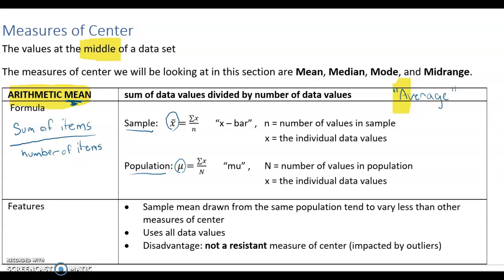Some features of the mean are that the sample means drawn from the same population tend to vary less than other measures of center. The sample mean uses all data values. Something that we don't like so much, or a disadvantage of the mean, is it is not considered a resistant measure of center. What does that mean? It's heavily impacted by outliers.